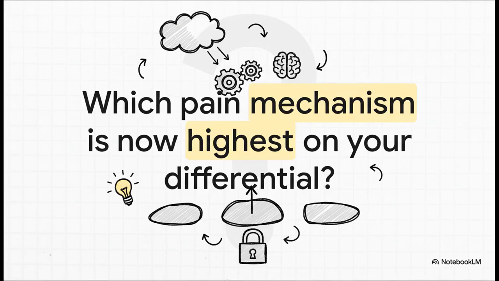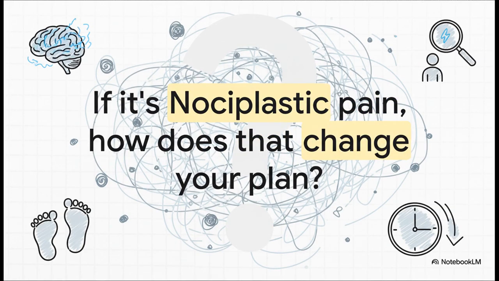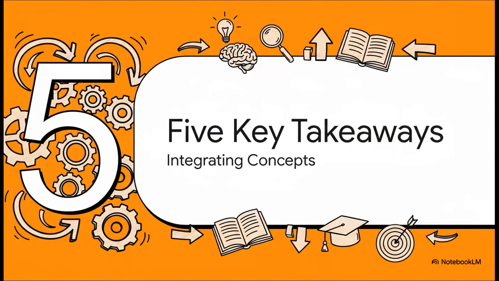All right, time for a little active retrieval practice. Based on that new information, which of those three pain mechanisms should now be sitting right at the top of your hypothesis list? Go ahead and lock in your answer. And here's the follow-up question, which is arguably even more important. If your number one hypothesis is nociplastic pain, how does that fundamentally change what you do next? What are the implications for your physical exam and for your day one treatment? Really think about that.